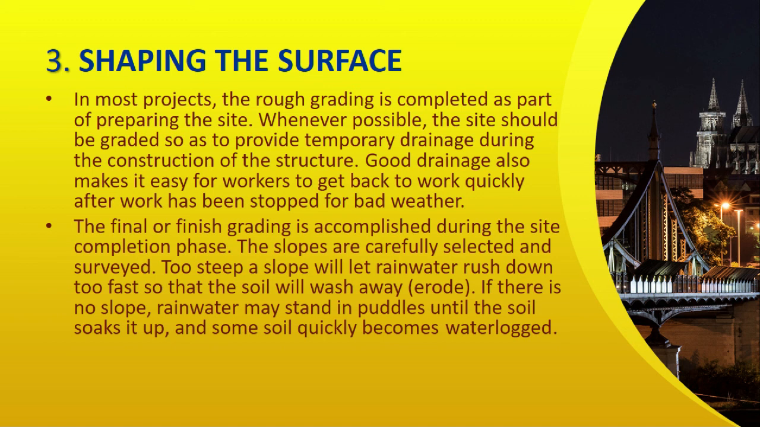Too steep a slope will let rainwater rush down too fast, so that the soil will wash away or erode. If there is no slope, rainwater may stand in puddles until the soil soaks it up, and some soil quickly becomes waterlogged. The slope selected for a site depends on the kind of soil, the amount and frequency of rainfall, and the type of soil cover in the form of plants or pavement.